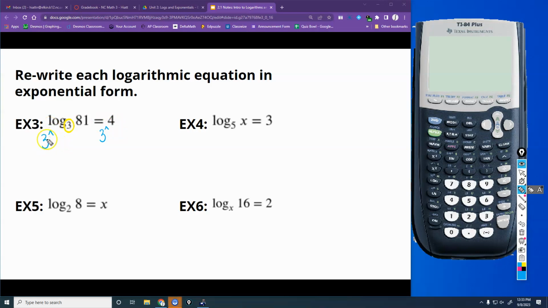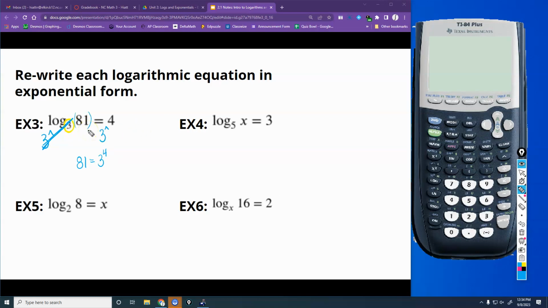So what happens here, if you do 3 to a log base 3, the log base 3 and the 3 are going to cancel out. And you're just going to be left with what's right here, which is the 81. And then on this side, this is just 3 to the 4th. We just write it 3 to the 4th. So I just kind of left it where it's at.